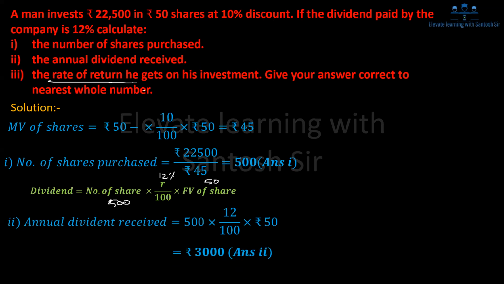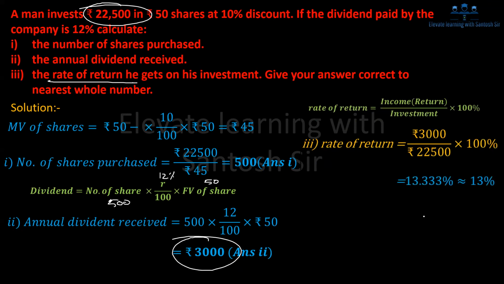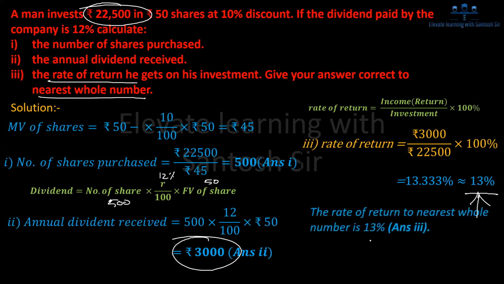The rate of return means percentage return, which is given by income upon investment into 100. So we can go ahead to calculate it. We get 13.333%. Give your answer correct to nearest whole number, which will make it 13%. This is the answer for the third part of the problem.